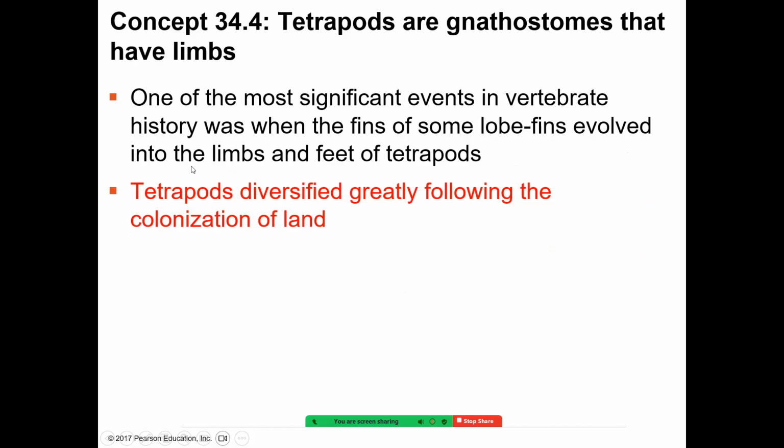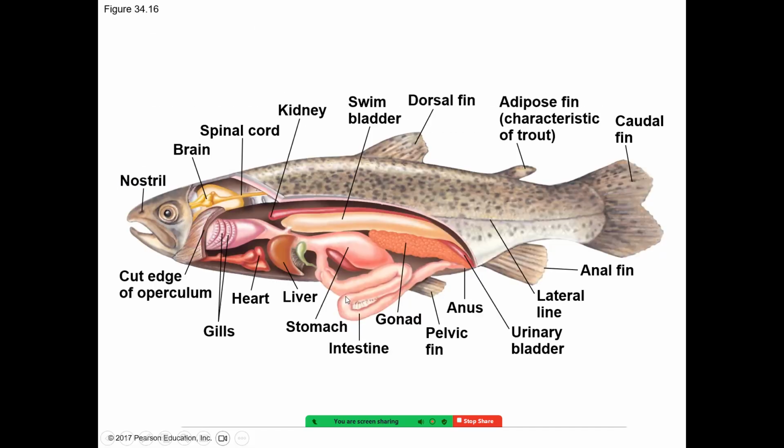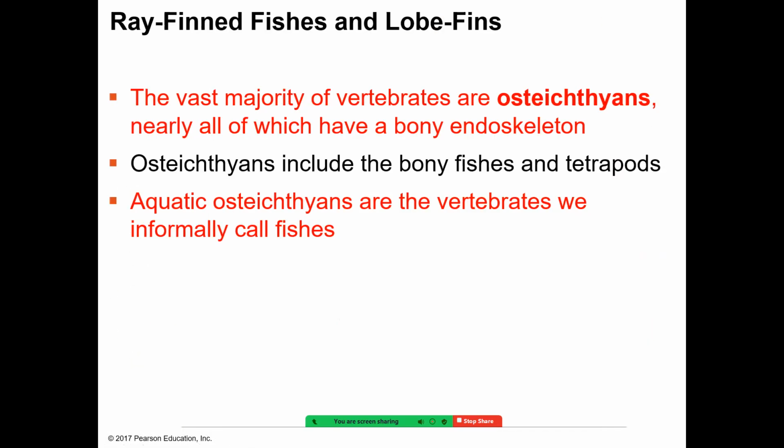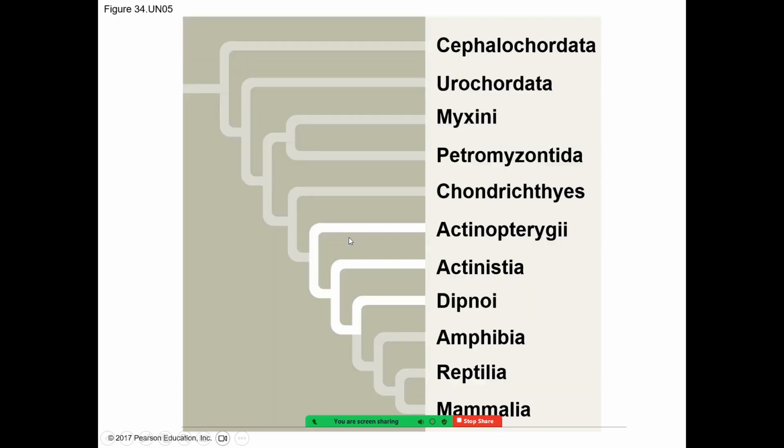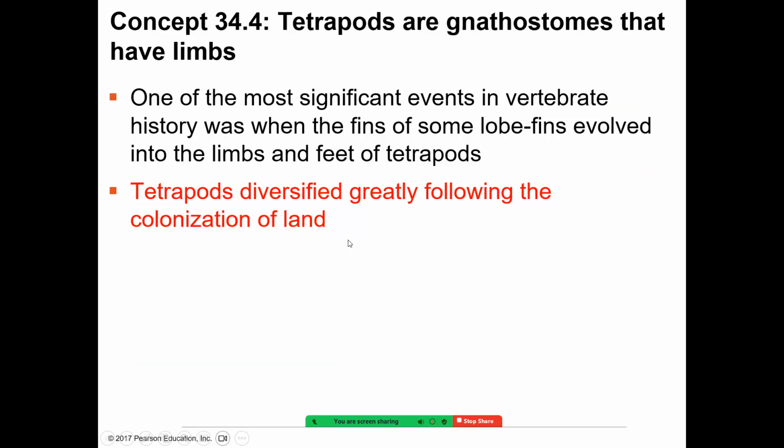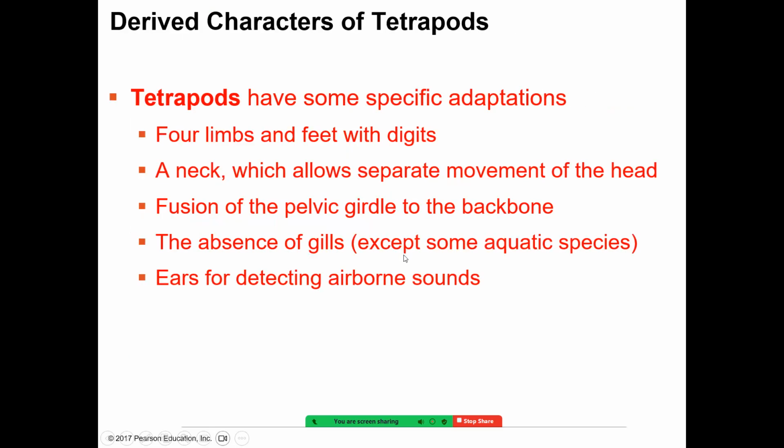So tetrapods have diversified greatly after they moved on to land. So again, the first examples of these osteichthyans were those that developed and evolved in water. Then again, once they moved on to land, there was a great number of new niches or areas that opened up. So that allowed for a greater number of species to evolve.